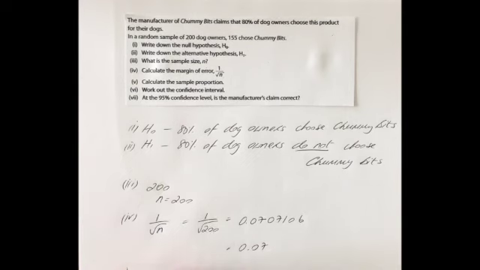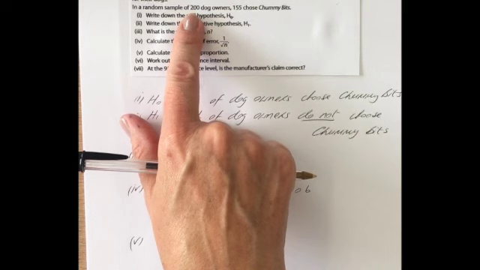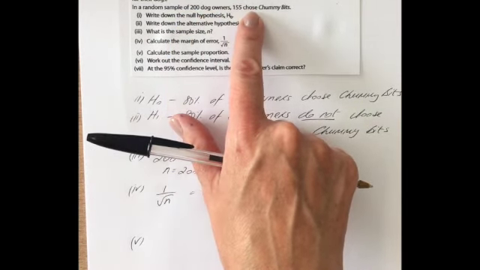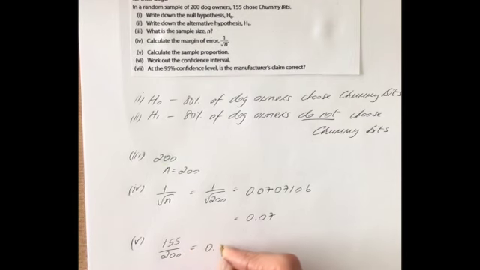And now we're asked to calculate the sample proportion. If we look back to our information up here, we have 200 dog owners in the sample and 155 of them chose Chummy Bits. So that means 155 out of the 200 chose Chummy Bits. That's how we get our sample proportion. We'll get that as a decimal, so 155 divided by 200 is 0.775. So in other words, 77.5% of the sample chose Chummy Bits.